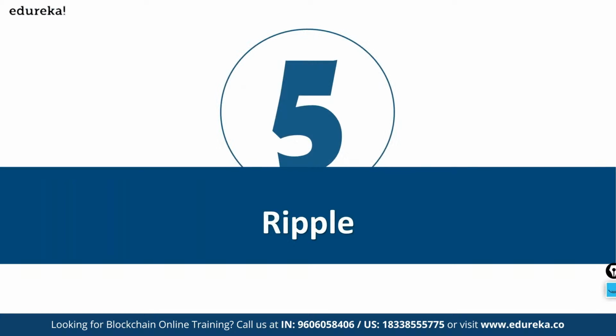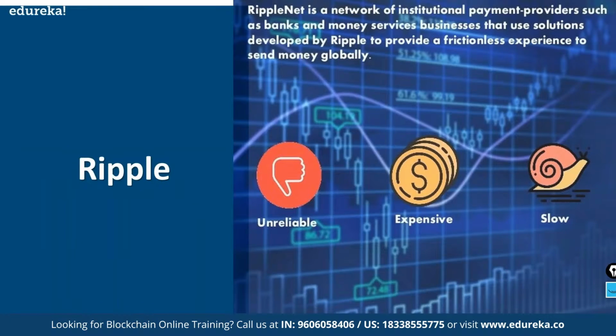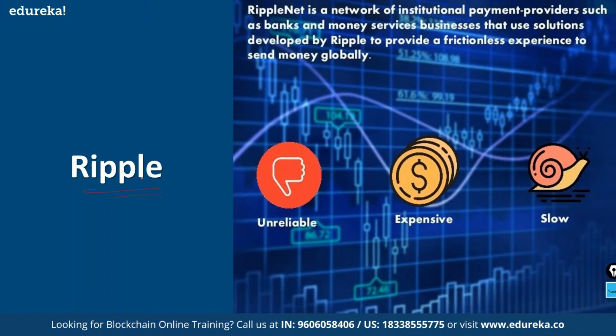Okay, and then we have Ripple. Ripple is also a cryptocurrency. In this Ripple cryptocurrency, what is actually going to happen? If you observe here, the general approach is unreliable, expensive and slow. So when I talk about Ripple, why does Ripple have the advantage when compared to the other things present here?